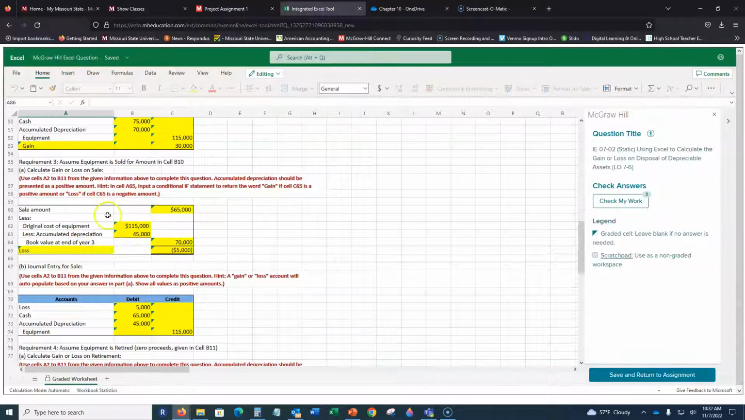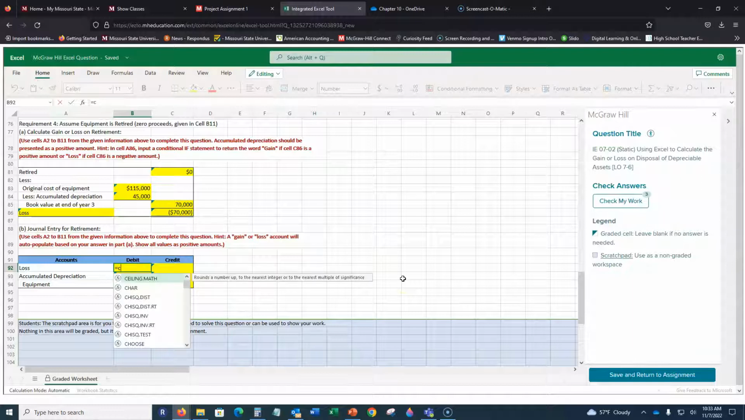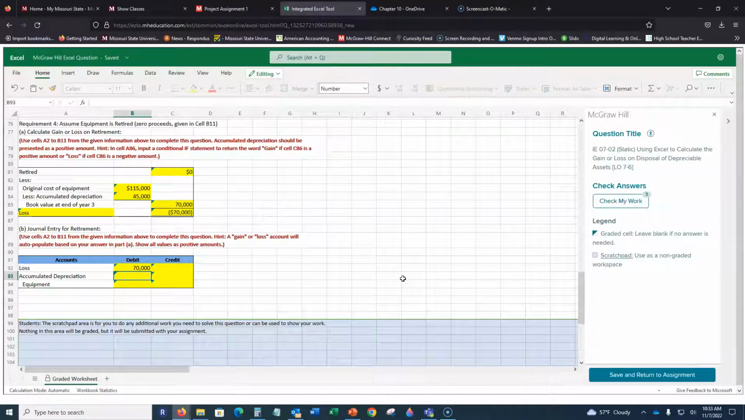And then we are going to use the same formula that we used previously. We will just change C65 to C86 here. We'll take our proceeds less our book value, and that will give us our gain or loss. Here we suffered a $70,000 loss. Notice loss auto-populated. We will take our C86 times -1 to get our positive loss number here.